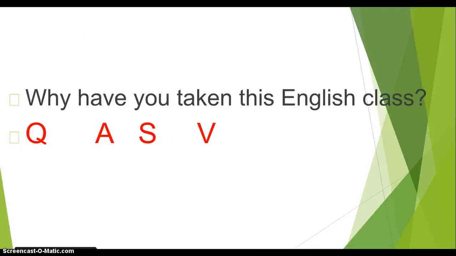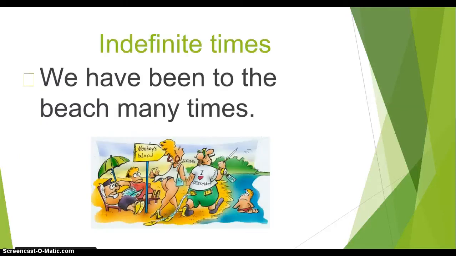And if we want to make an information question, the rules follow the same. The question word is first, the cue, followed by the auxiliary, followed by the subject, and followed by the verb, again staying in the past participle form. So our pattern of QASV is the same for this form.